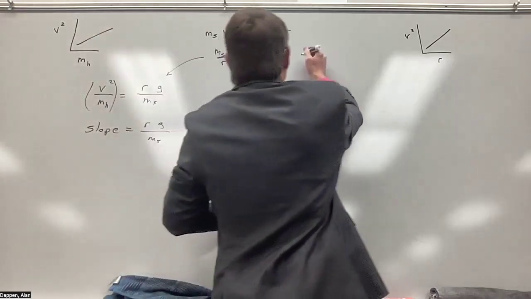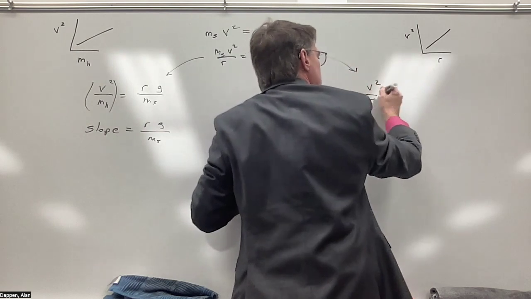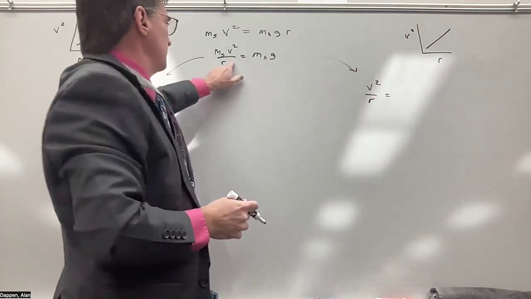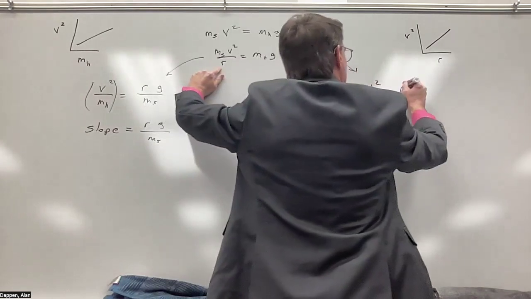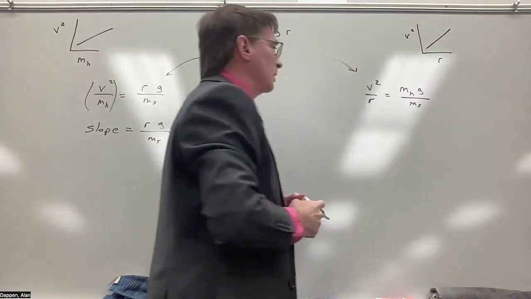How about over here? Well, I want my slope here to say v squared over r, rise over run. Can I make this graph say v squared over r? Well, yeah, mathematically, that's very easy. I simply divide by mass swinging. So mass hanging g divided by mass swinging.